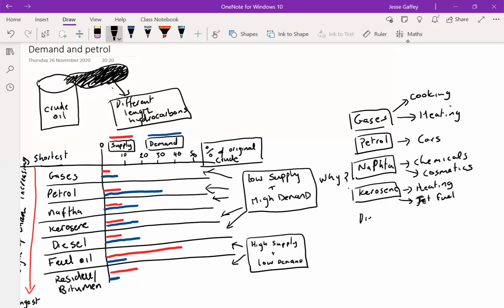Diesel is another transport fuel. So lorries, buses, cars, these again are used every day on the road. So there is a high demand to keep these things working every day.